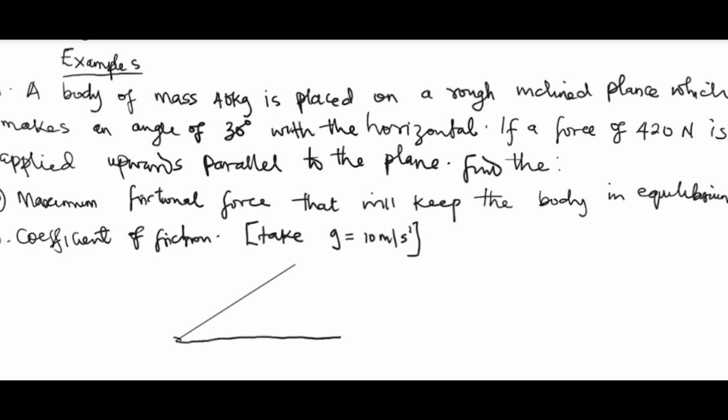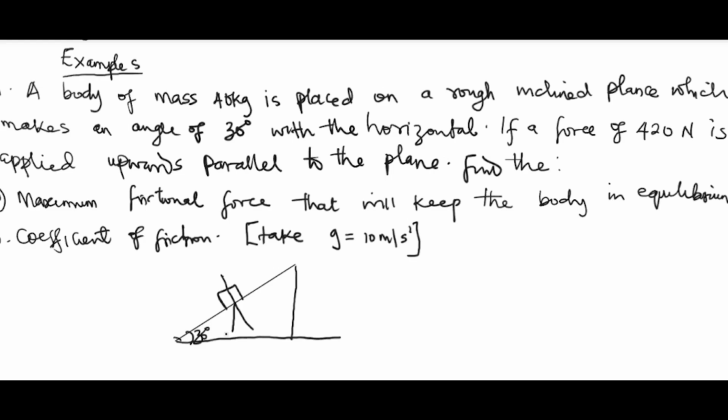It is always inclined to the horizontal, right? Good. So the rough inclined plane makes an angle of 30 degrees with the horizontal. So now, where is the body? This is the body, right? Good. This is the reaction. This is the body acting downwards.